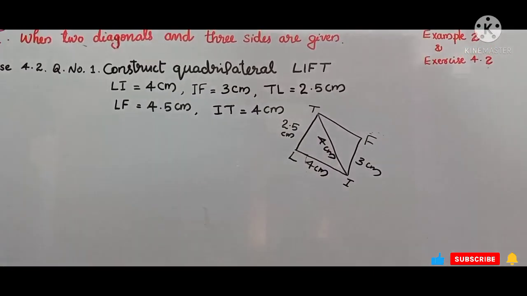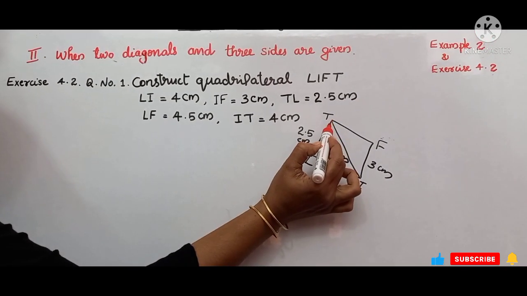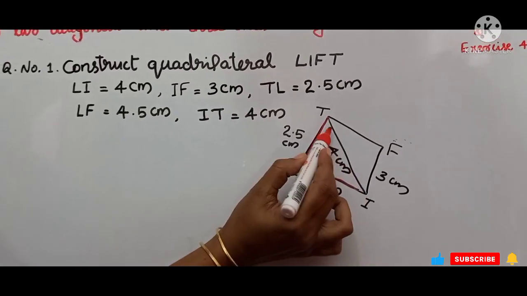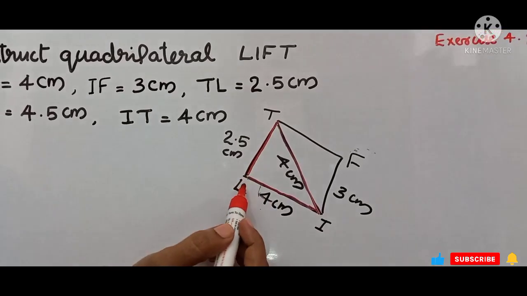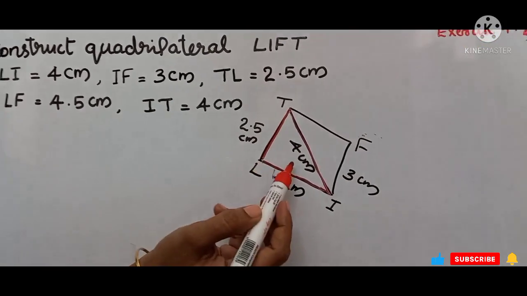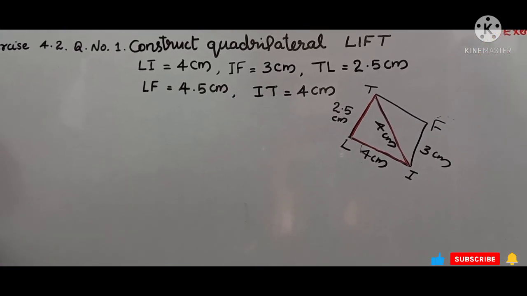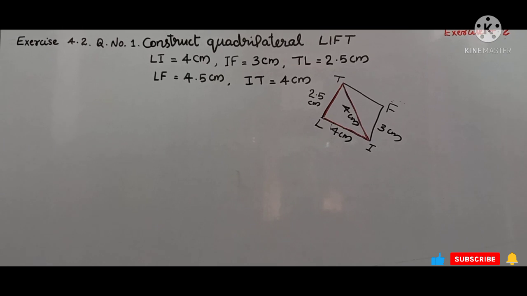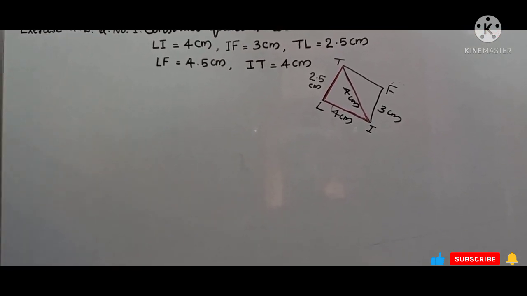And now look at that figure, this rough sketch. Here if we are drawing that triangle TLI or TIL, both are same. This triangle, that means 3 sides are given. We can easily construct this triangle TLI first, so we have to take our ruler and draw.